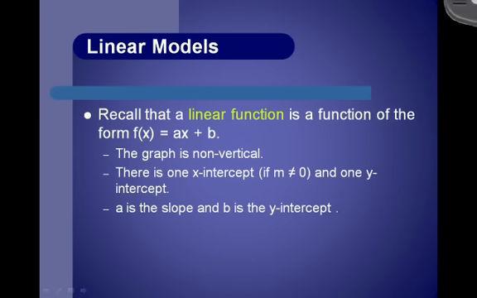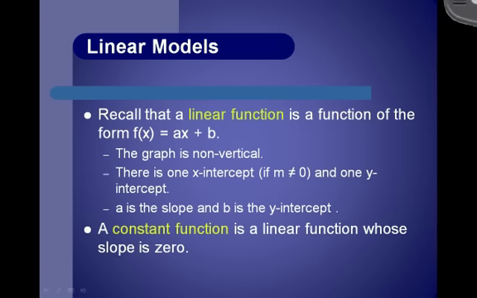So this is also an exact fit. Recall that a linear function is a function of the form f of x equals ax plus b. The graph is non-vertical. There is usually one x-intercept and one y-intercept, except if m is 0, and then there is no x-intercept. For these functions, a is the slope and b is the y-intercept, but remember, normally we call slope m, so sometimes we may talk about m as the slope as well. A constant function is a linear function whose slope is 0. The graph of a constant function is a horizontal line, and there is no x-intercept and only one y-intercept.